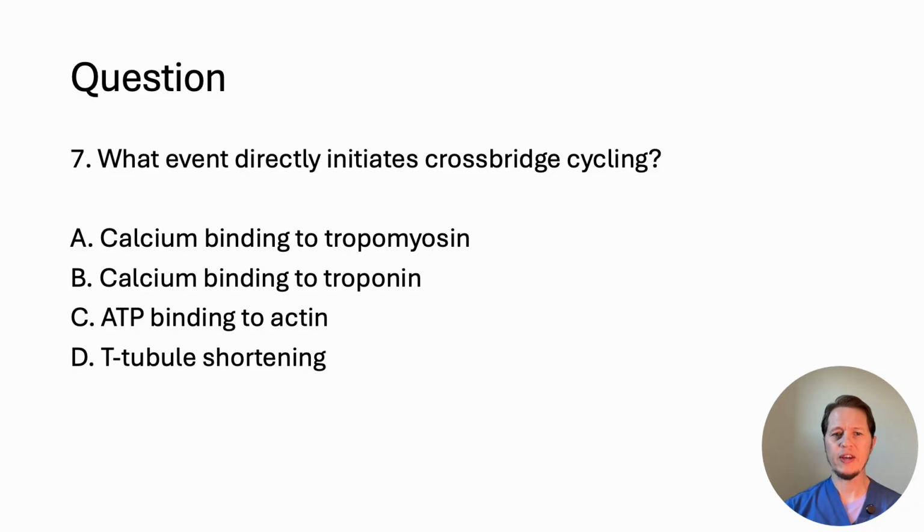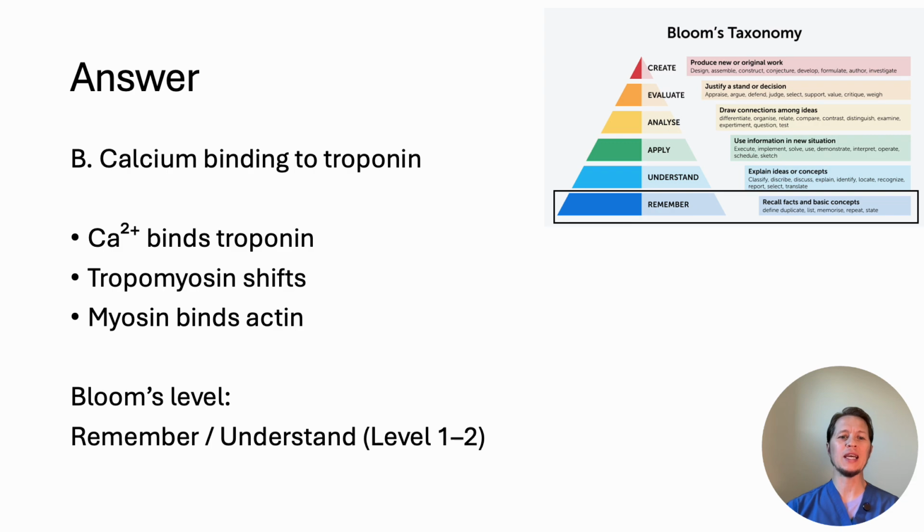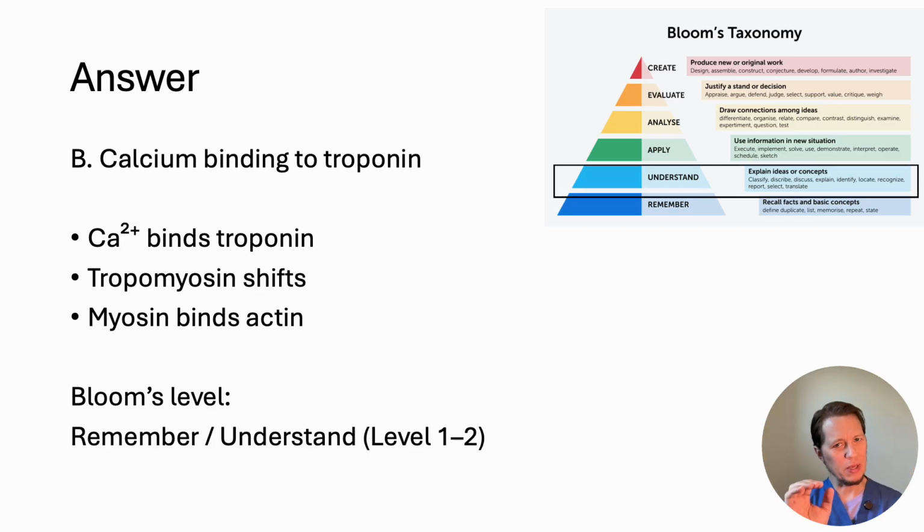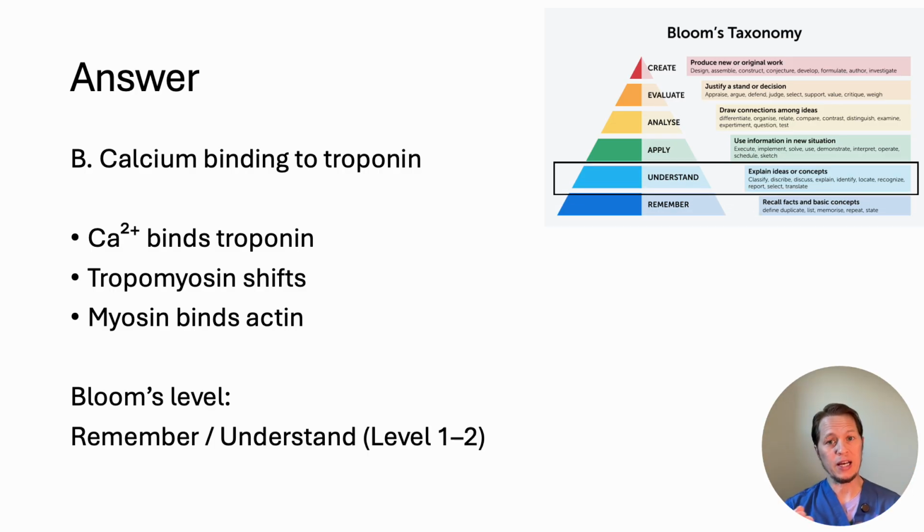Question 7, what event directly initiates cross-bridge cycling? Is it A, calcium binding to tropomyosin, B, calcium binding to troponin, C, ATP binding to actin, or D, T-tubule shortening? This one is a bit tough. This one's B, calcium binding to troponin, which exposes actin's active site, enabling myosin heads to attach and initiate that cycling. Same thing. It's going beyond remember, you actually have to understand what's going on here and figure out which of the steps is the start and which are the secondary ones.